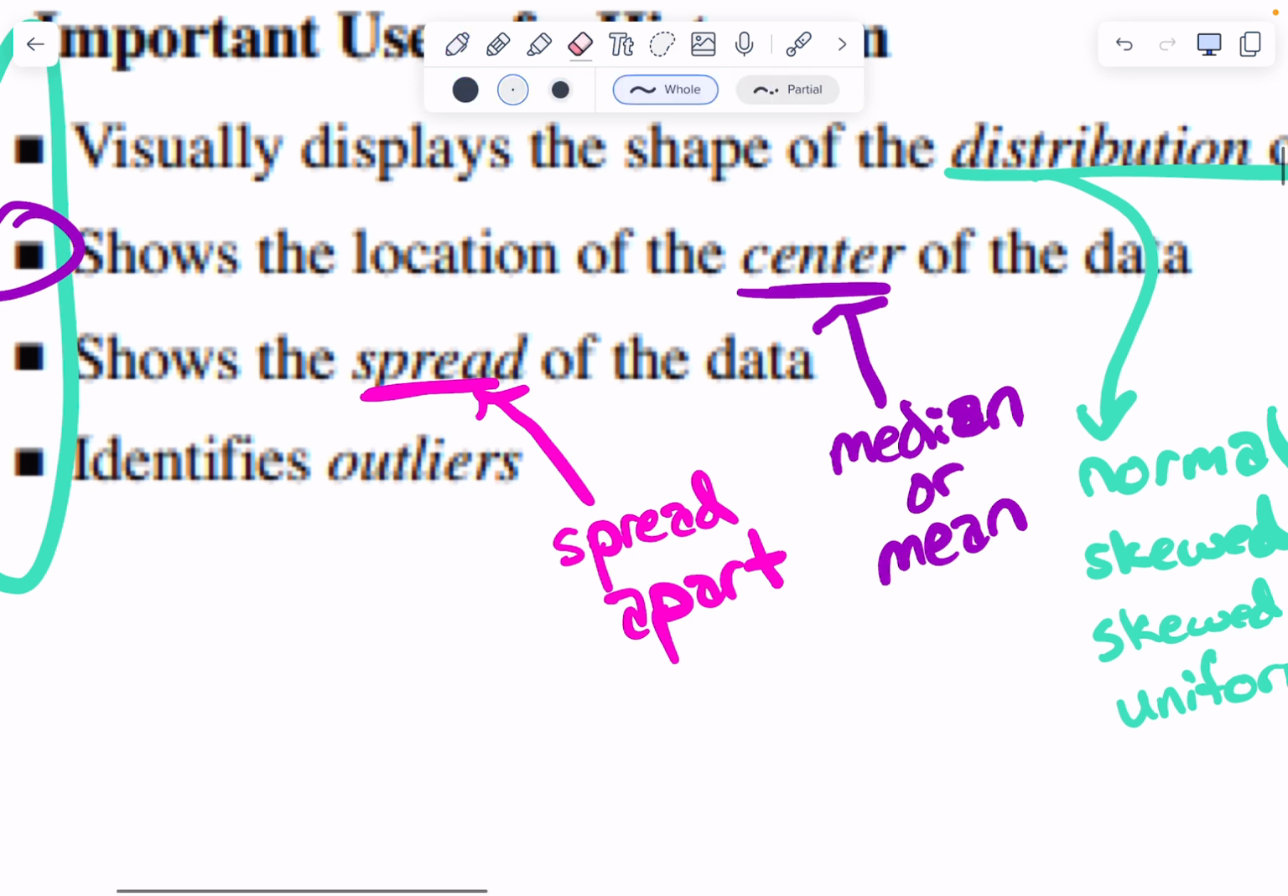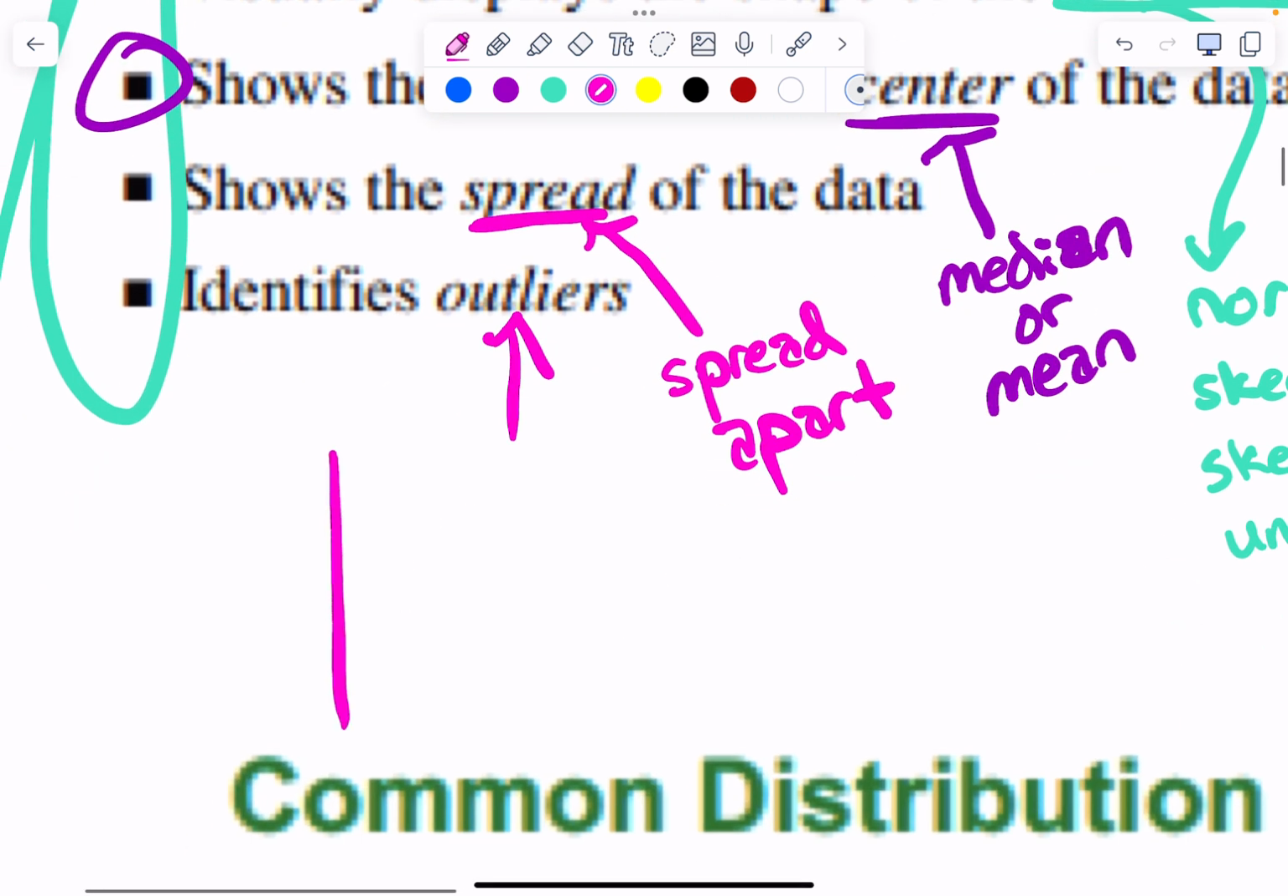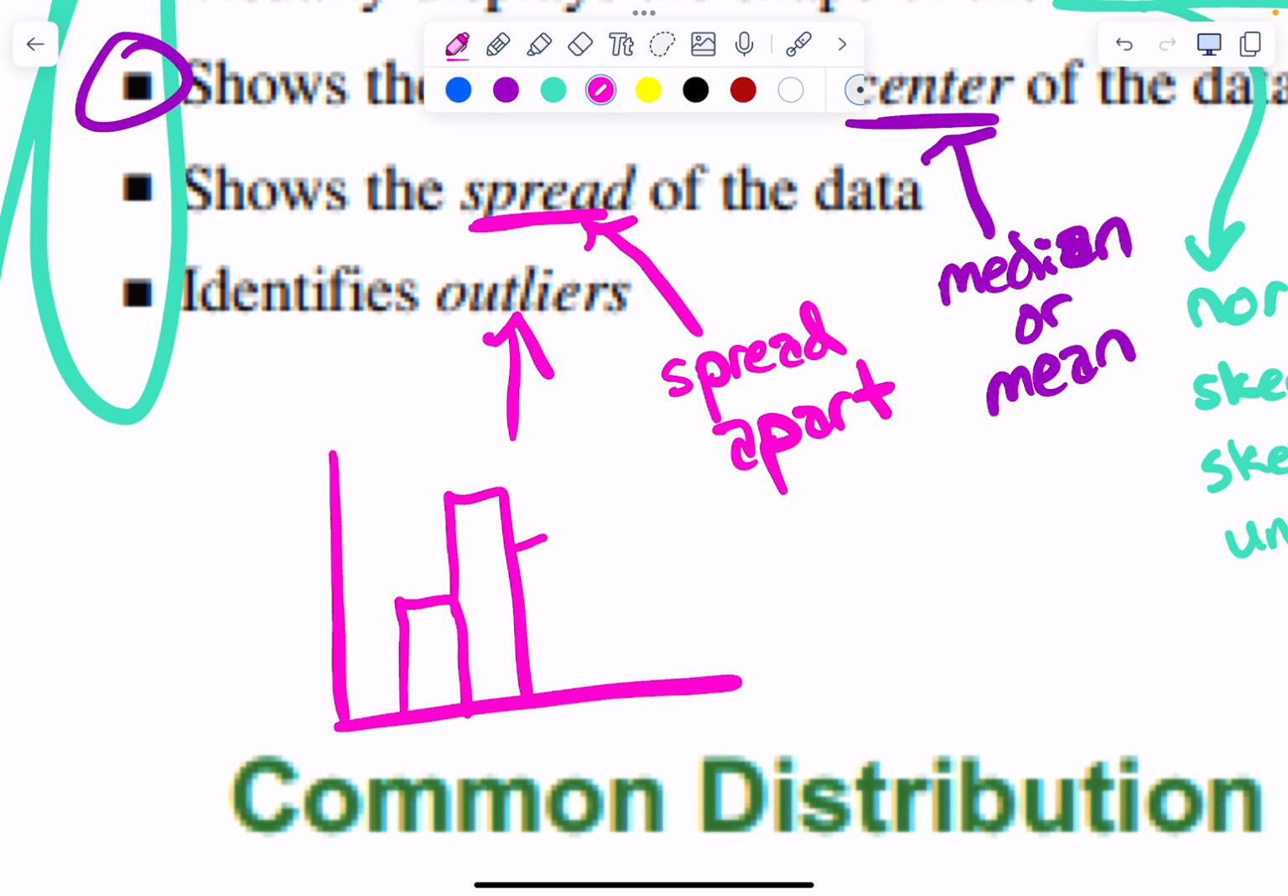And then it identifies an outlier. Do you know what an outlier looks like on a histogram? Like way up or way down? It goes short, and then it goes all the way over. There's like one right here, or maybe on the other side. That's what an outlier might look like. But you can identify that outlier from a histogram real easy, because there's just one little guy off to the side.